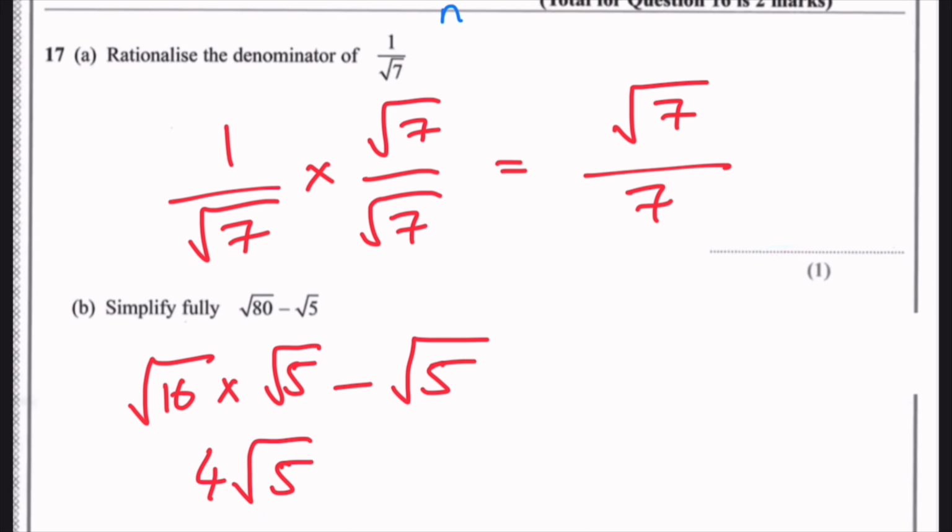So I end up with 4 root 5 minus root 5. Now, if this said 4x minus x, we'd all know it was 3x. So we can apply the same logic here. 4 root 5 minus root 5 gives me 3 root 5s.